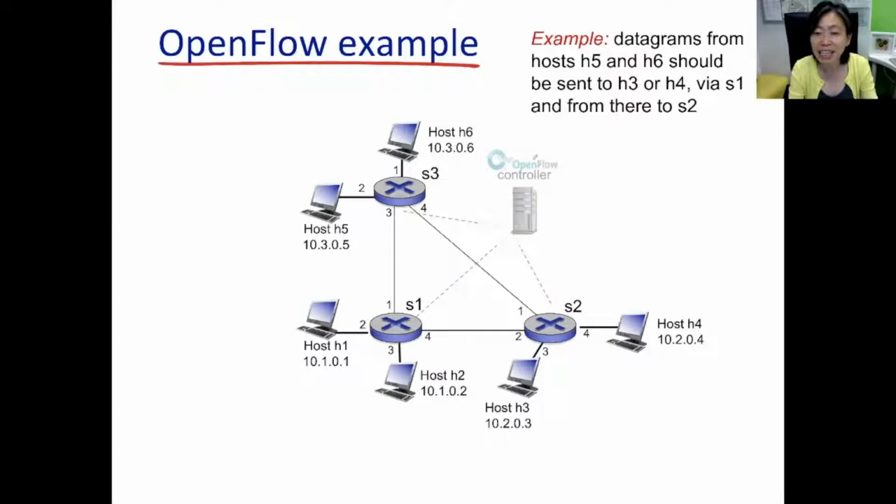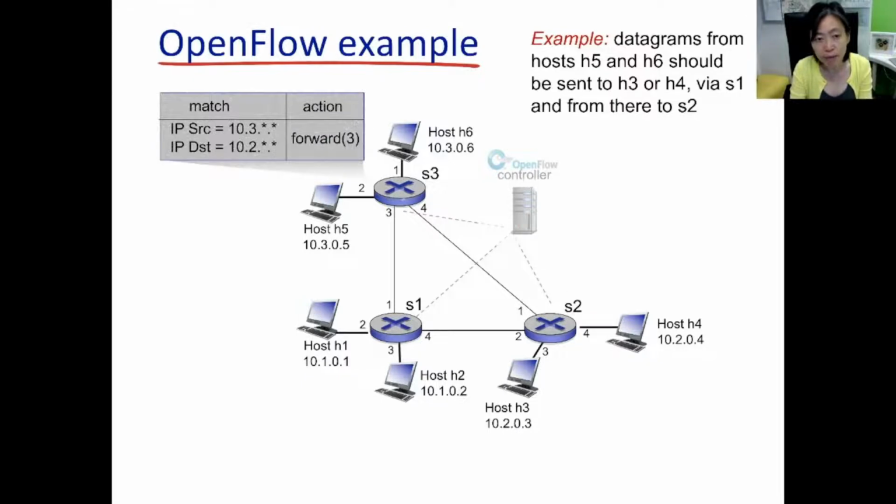But hey, luckily we have the OpenFlow controller. The OpenFlow controller can manually configure these flow table entries on S1, S2, and S3 to allow a specific path, S3, S1, and S2. And these entries will look like this. Inside S3, the flow entry will look like this, with the source being from 10.3 and the destination being to 10.2. That's for the packet on interface 3 here.